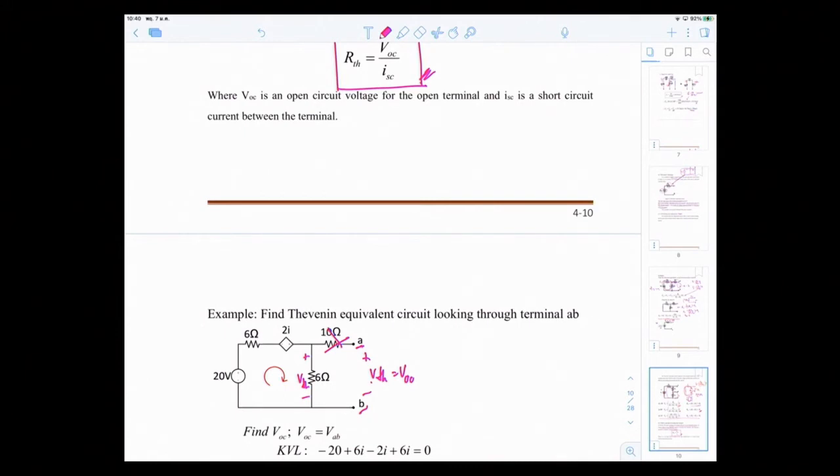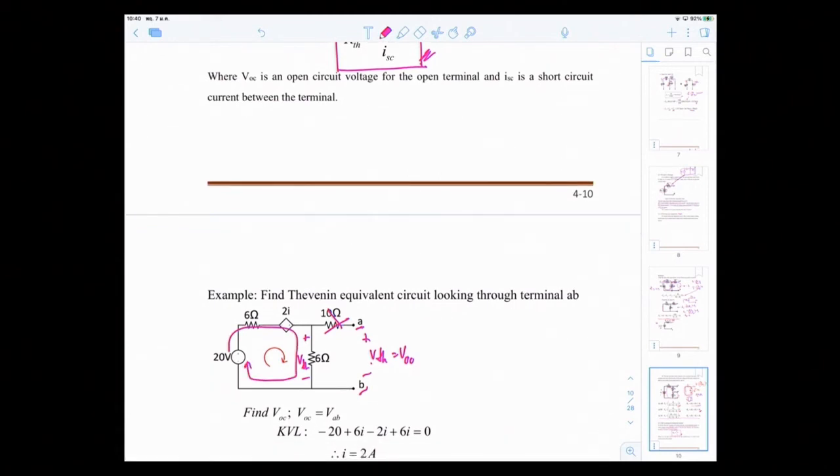The current comes out from the 20 volt and goes here. Then it's only one loop, so let's apply KVL. We also have a dependent source here, 2I. Please don't mistake it for a current source just because you see I here. It's actually a voltage source because there's a positive and negative sign there. The current I is flowing here, so the voltage drop across the 6 ohm is 6I.